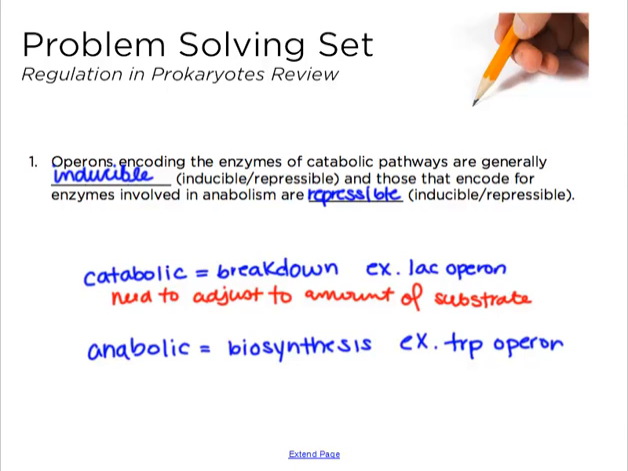But anabolic pathways need to adjust to the levels of product. Okay, so for example, tryptophan is the end product of a biosynthetic pathway. Now, it's usually always on because most products of biosynthesis are something a cell needs to function. So these operons are always on so that you make the product that you need until there's just too much of the product. And once there's enough of the product or even an excess, there's no reason to have the operon on anymore. So therefore it's on until it's repressed by high levels of whatever you have.